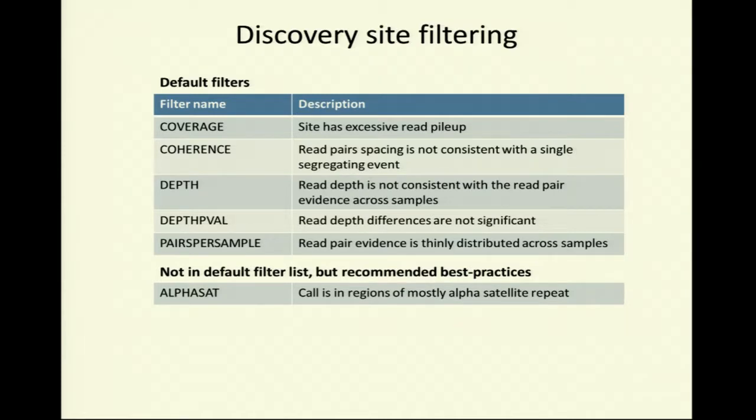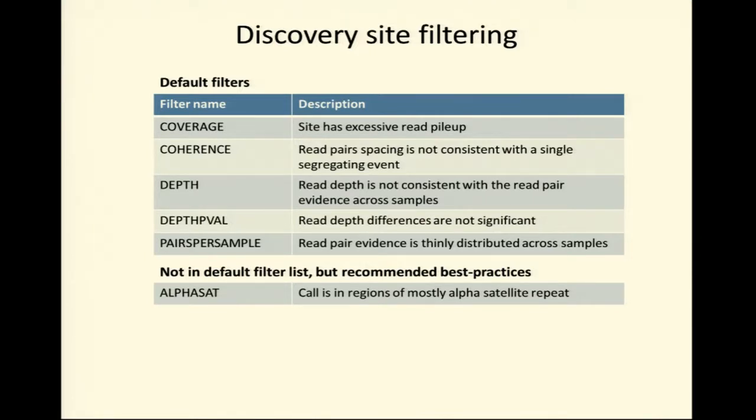If you look at the output from discovery, you'll see that in addition to the samples that passed discovery, you'll see a lot of sites that were filtered out due to these various filters. And these are what the filters mean, if you want to interpret the VCF file that comes out. So the coverage filter just says that the site had either excessive read pileup or there just wasn't enough coverage to make a good call at this site.